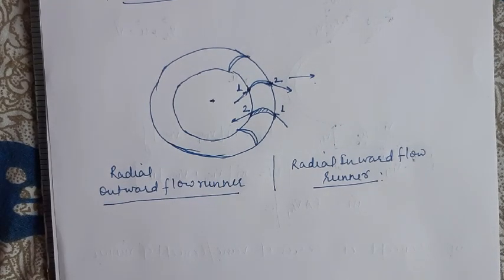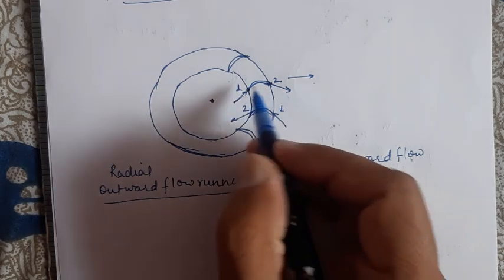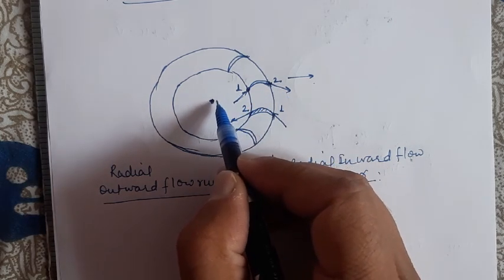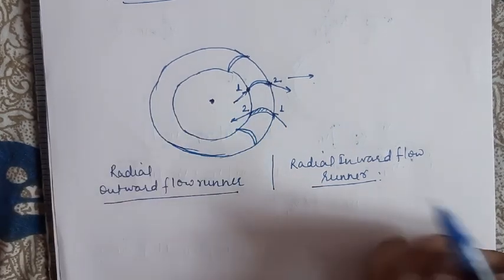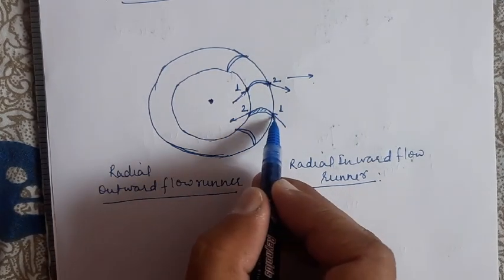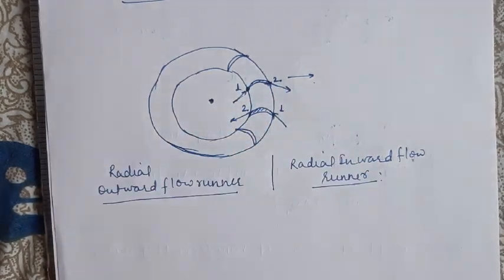Okay, we are observing the radial flow runners in which the flow is in a radial direction. Either the flow is in a radial outward direction or the flow is in radial inward direction. So this case is radial inward flow. This is for radial outward flow. I think it is clear to you.